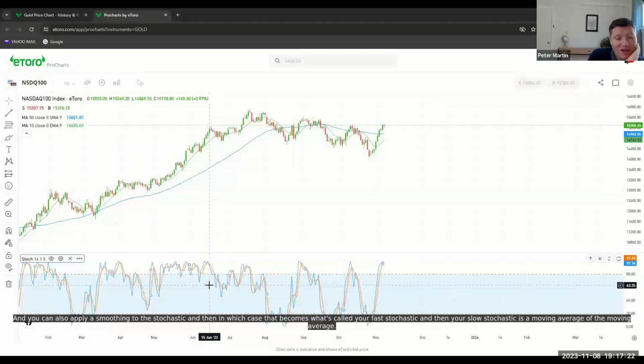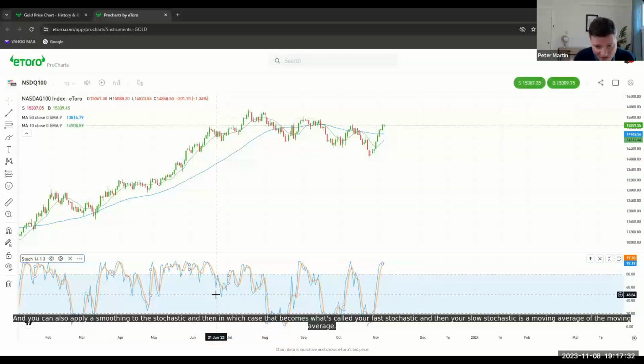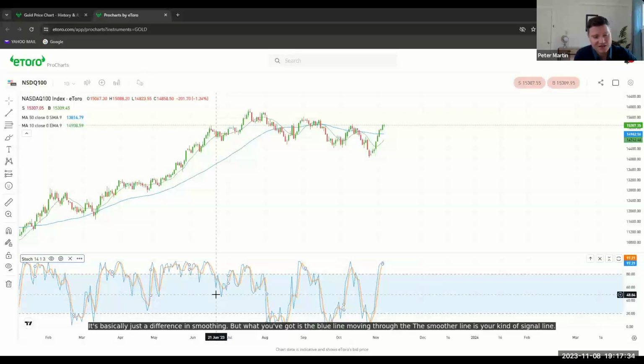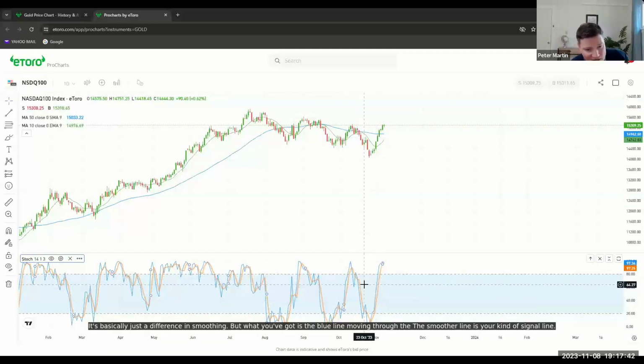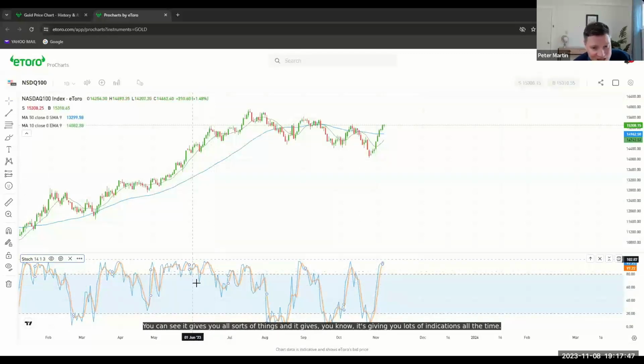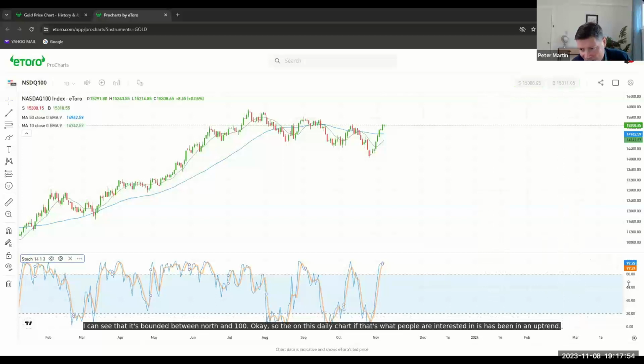Now you can also apply a smoothing to the stochastic, in which case that becomes what's called your fast stochastic, and then your slow stochastic is a moving average of the moving average. It's basically just a difference in smoothing. But what you've got is the blue line moving through the smoother line, which is your signal line. It gives you lots of indications all the time. It also gives you overbought and oversold signals, which is very typical of an oscillator. And we can see that it's bounded between 0 and 100.